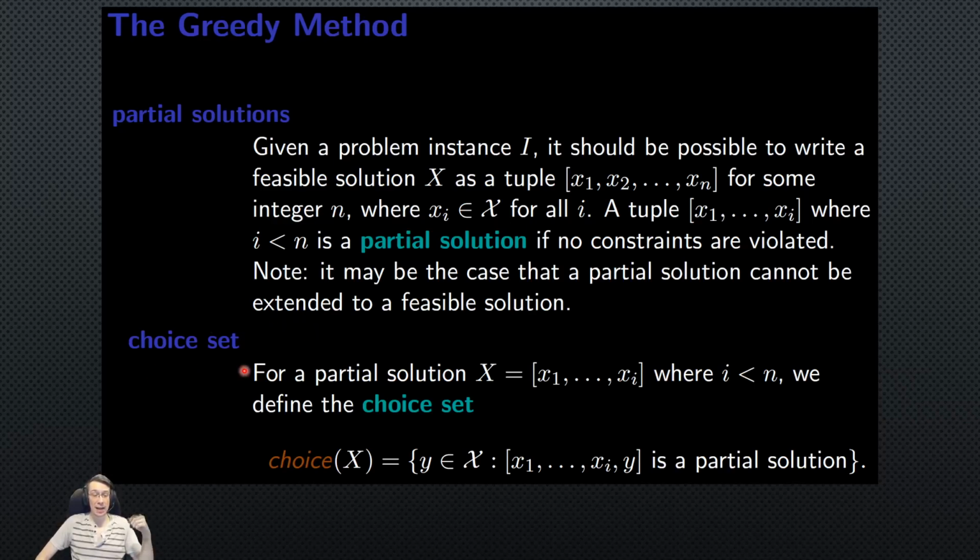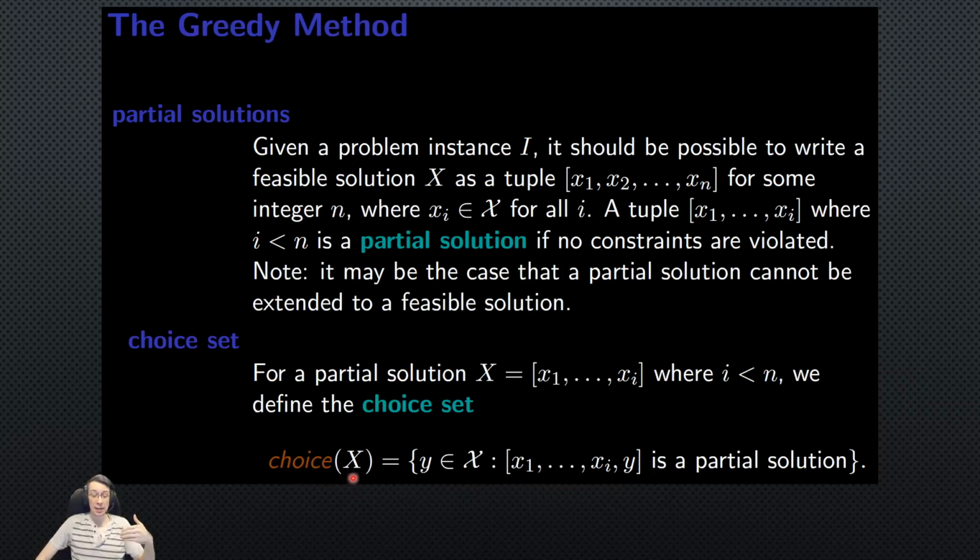Okay, now I want to define a choice set, which is different from this chi. This chi is all possible choices that you could make, with no respect for whether that choice makes any sense at this moment. So this includes choices that would violate constraints. We want a way to talk about choices that don't violate constraints. So for a partial solution, x1 up to xi, we can define the choice set, choice of x. So x is the partial solution. Choice of x is going to be the subset of chi, where if I take one of these choices in the subset, I won't violate any of the constraints.